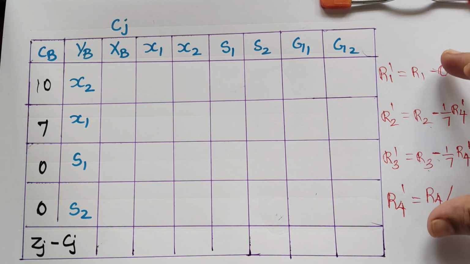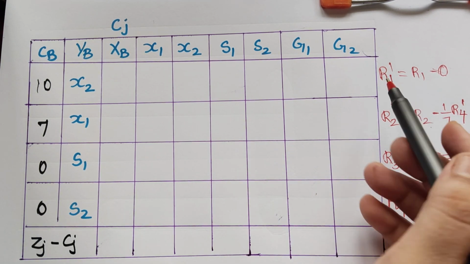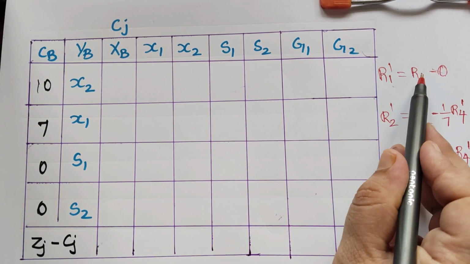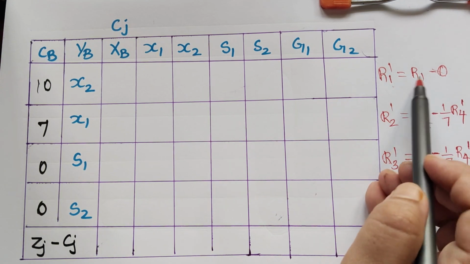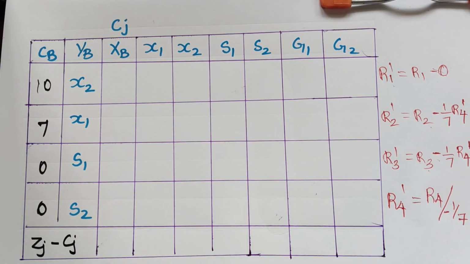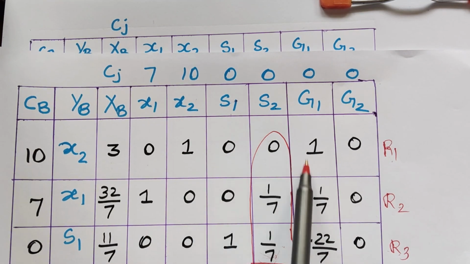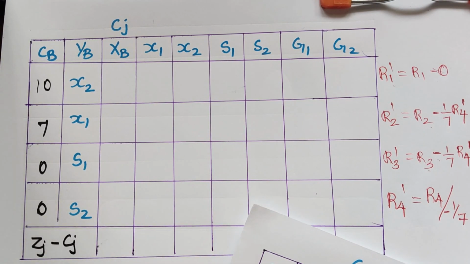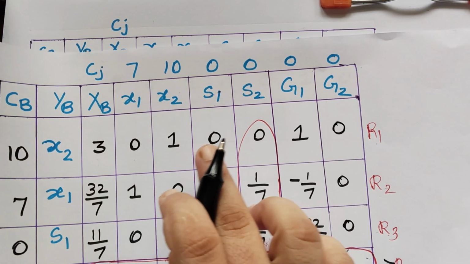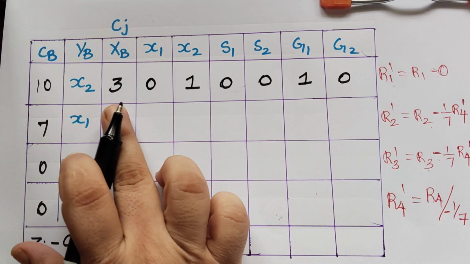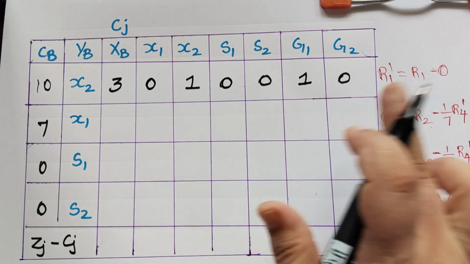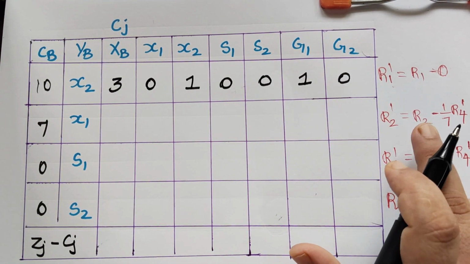So let us perform. Now row 1 dash is equal to row 1 minus 0. So that is row 1 directly we can take and fill up here. So what is row 1? These values 3, 0, 1, 0, 0, 1, 0. We can just fill it up over here. So I have written that 3, 0, 1, 0, 0, 1, 0. Now this we have to perform. So let us take separately and we will do.